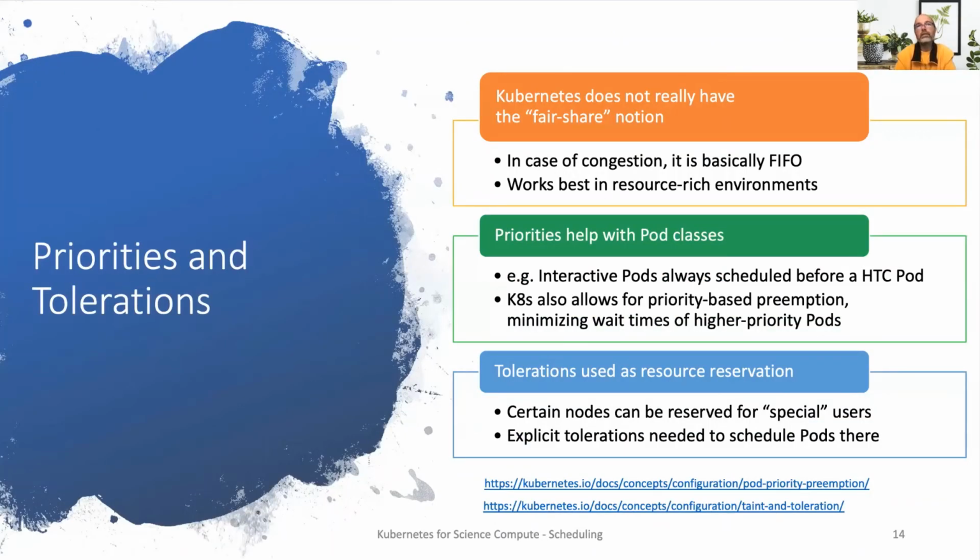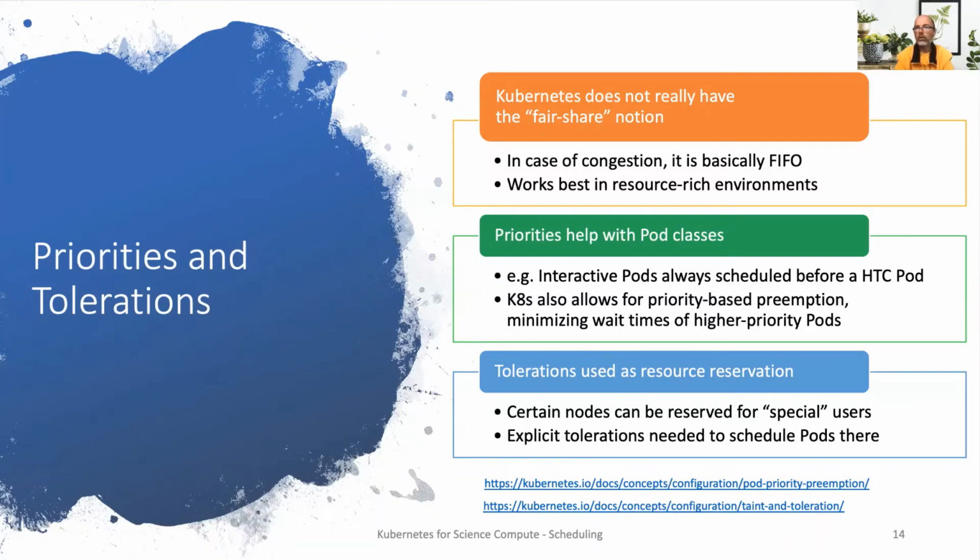Now, in Kubernetes, the scheduler is decent, but it's not really great because there is really no fair share notion. In case of congestion, you basically have a FIFO scheduling policy, which really works best in resource-rich environments. But priorities can help with pod classes. For example, you can have a higher priority for interactive pods than opportunistic pods, so the interactive pods start sooner than opportunistic ones. And similarly, you want to have a higher priority for system pods than normal user pods.